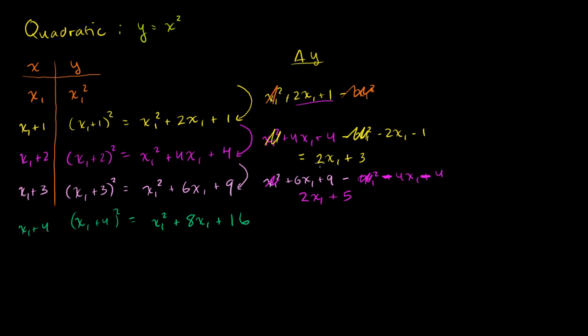So this is the change in y. The first change in y was that. Second change in y is that. Third change in y is that. Let's do this one over here. So our change in y is x1 squared plus 8x1 plus 16 minus this value over here, minus x1 squared minus 6x1 minus 9. I'm distributing the minus sign. That cancels out. 8x1 minus 6x1 is 2x1. 16 minus 9 is equal to 7. So plus 7.